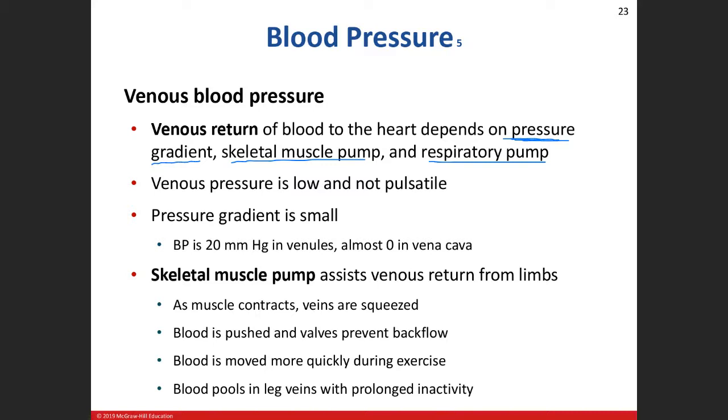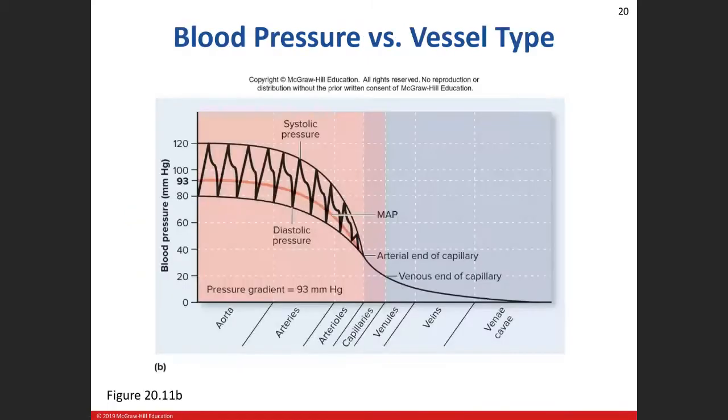So we already saw with the capillaries that blood flow was nice and smooth. Same thing here with venous return. Not pulsatile, still smooth, but it's even lower in the veins than it is in the capillaries. Go back to this graph here. Look, here's the blood pressure in the capillary beds. Now as we get to the venules and the veins, it's still decreasing. And by the time we get to the vena cava, it's zero.